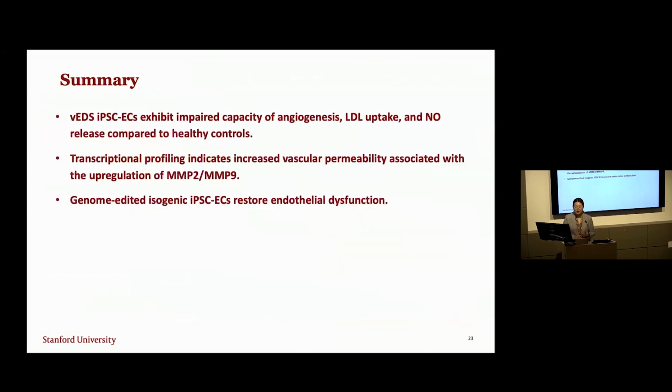In summary, we found the vEDS iPSC-derived endothelial cells exhibit impaired endothelial function and increased vascular permeability linked to upregulation of two genes, MMP2 and MMP9, and this can be reversed by the pathogenic correction.